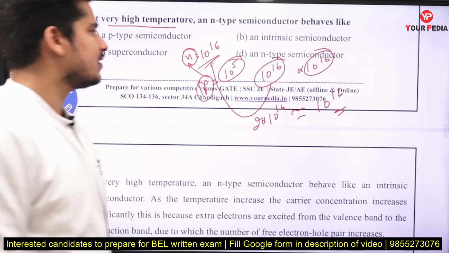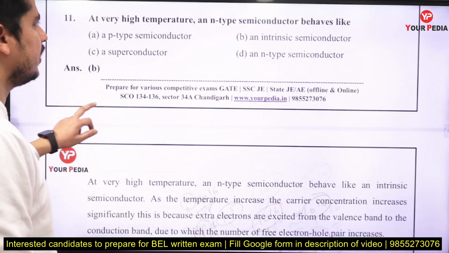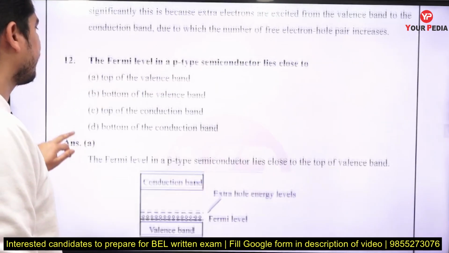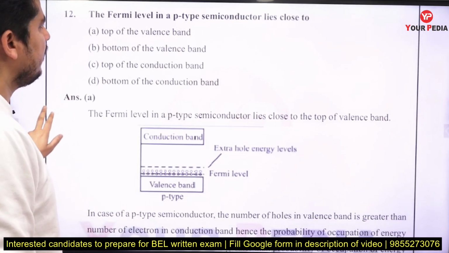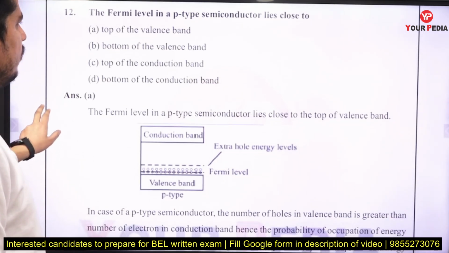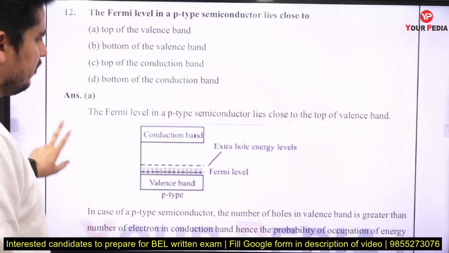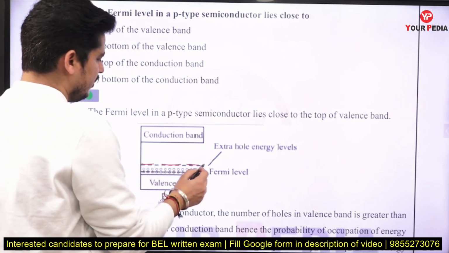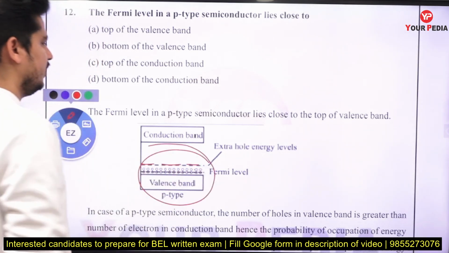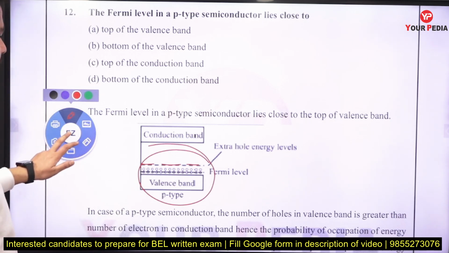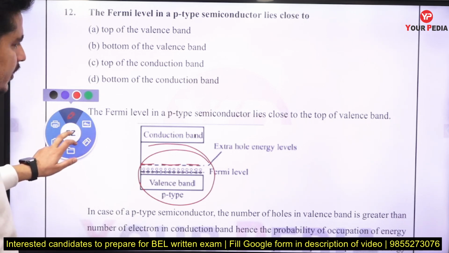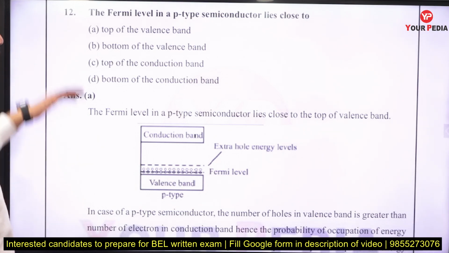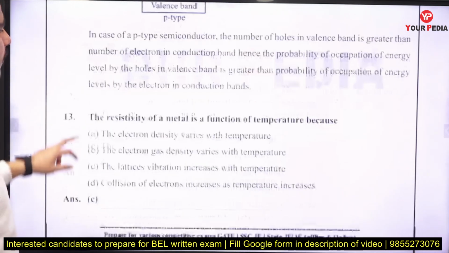Inside the intrinsic semiconductor, the number of electrons and holes are equal. So what will be the answer? Answer will be B. The Fermi level in a p-type semiconductor lies closer to the, if you talk about the Fermi level, you can see from this figure, the Fermi level will lie nearer to the valence band inside the p-type semiconductor. So the answer will be near to the top of the valence band.